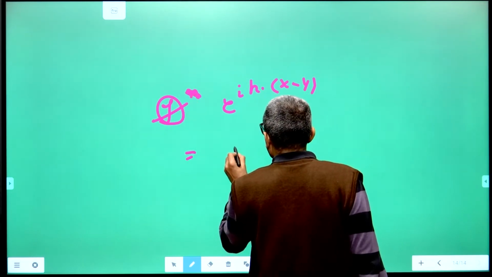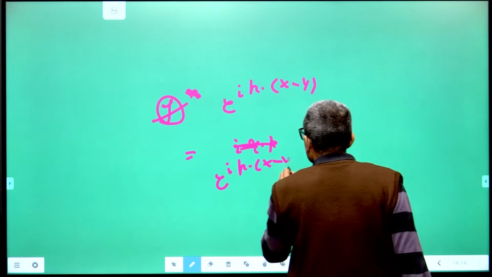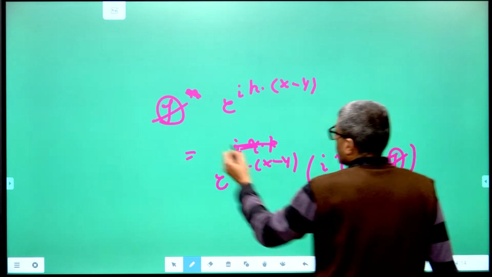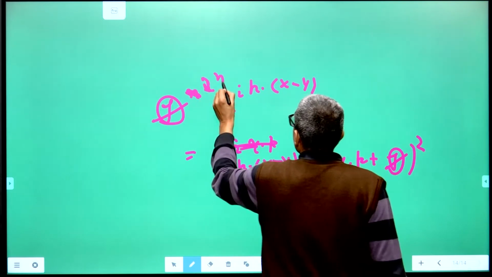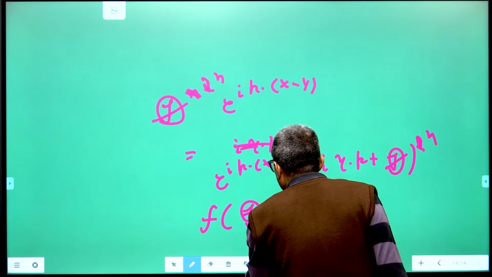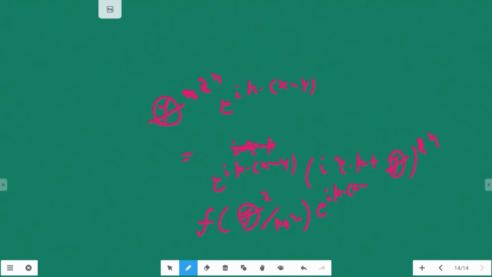If you operate it once you get iγ·k, you get e^{ik·(x−y)} times (iγ·k + D). So if I again apply D² to this, again I will get the square; like that D^n, if I apply it n times I will get this whole thing to the power n. So for any smooth function f of D²/M² acting on e^{ik·(x−y)}, this will give you e^{ik·(x−y)} times f of (iγ·k + D)²/M², right.